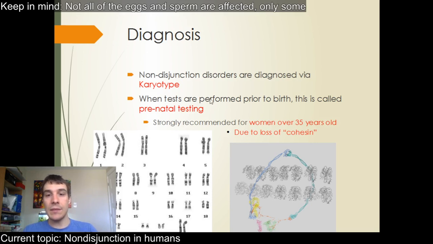And you can do this before birth. You can actually go and get some of the baby's DNA before the baby is even born. That's prenatal testing. This is recommended for women over 35 years old because of the loss of this protein called cohesin, which is this really cool set of proteins. You can see the picture of it down here.